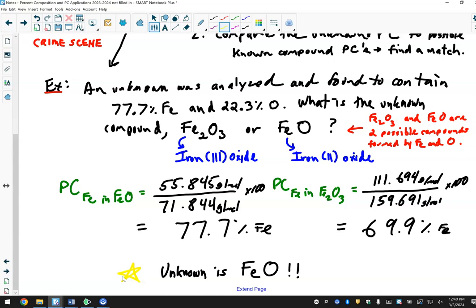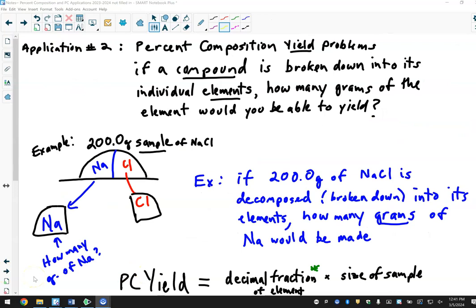FeO is the unknown. Okay, the second application of percent composition is called a percent composition yield. So here's the idea. Let's say I have a 200-gram sample of sodium chloride. Now, if I can decompose that compound into its individual elements, what we want to answer is how many grams of sodium, or how many grams of whatever element, could you get from that 200-gram sample.